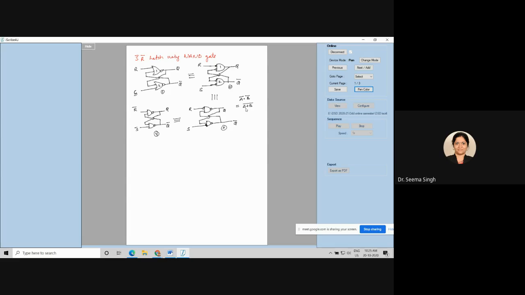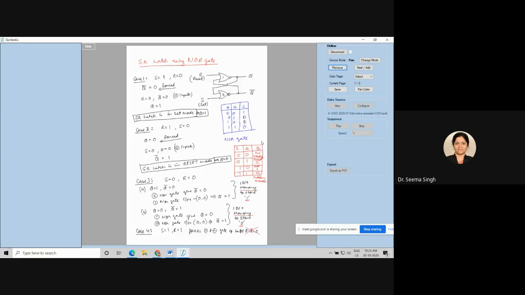Now what will happen? The previous thing I had shown also changes with the bars. So what will happen now? 1 and 1 will become the memory state. 1 and 0 will become the reset state.